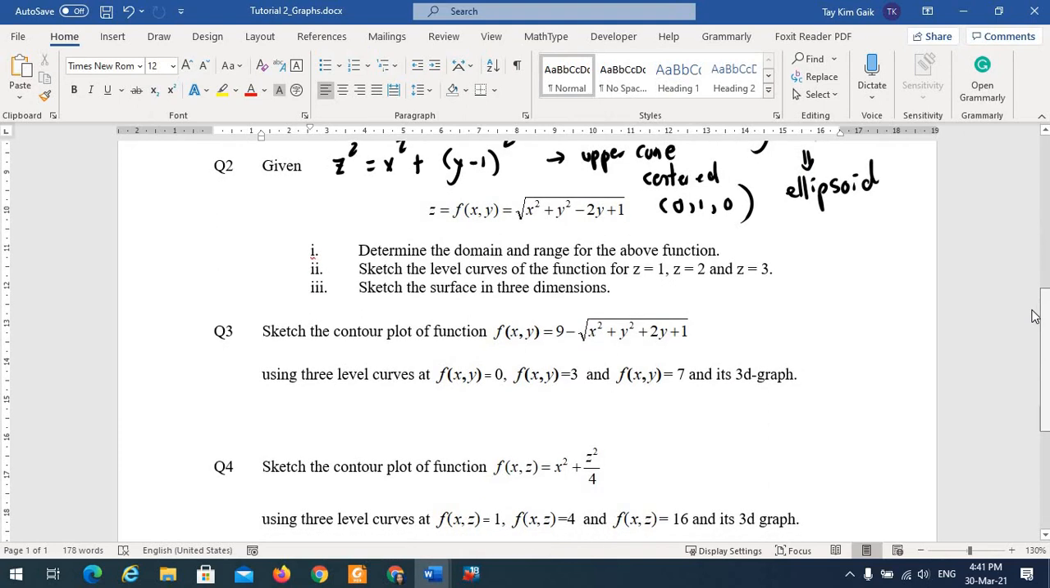So question 3 should be similar to question 2. But just this should be the lower cone shifted up 9 units.